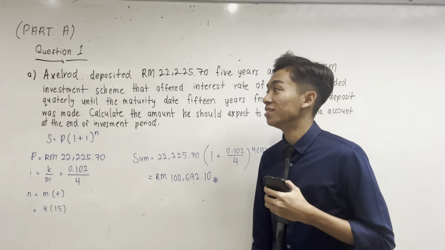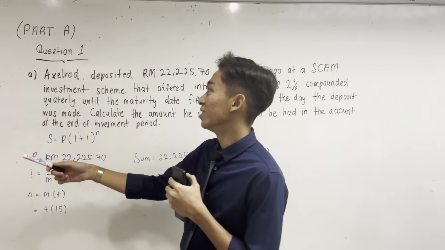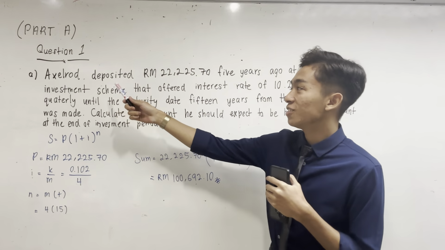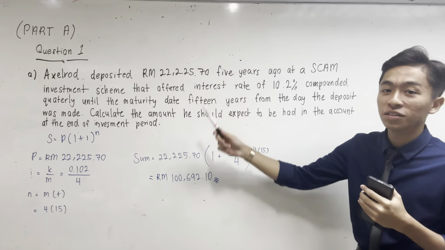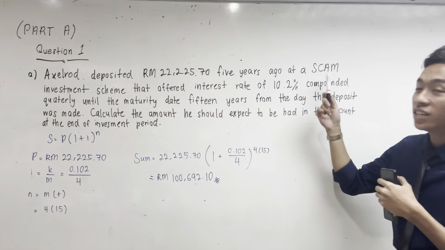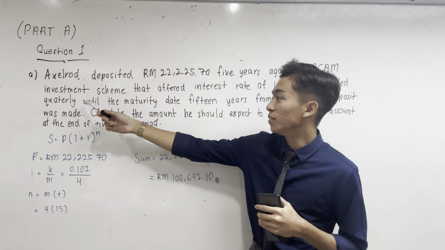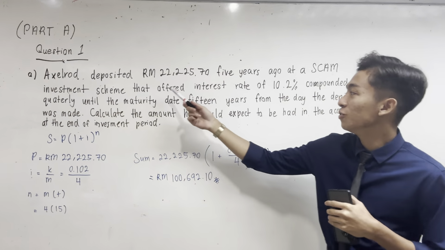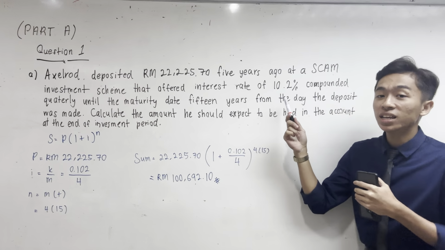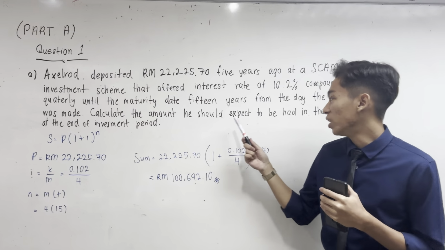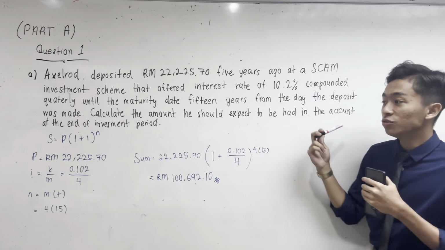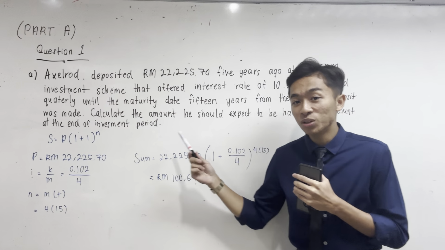So this is the problem solving question. For part A, question 1, X-Rod deposited RM22,225 and 70 cents 5 years ago at the SCEM investment scheme that offered an interest rate of 10.2% compounded quarterly until the maturity date 15 years from the day the deposit was made. Calculate the amount he should expect to have in the account at the end of the investment period.